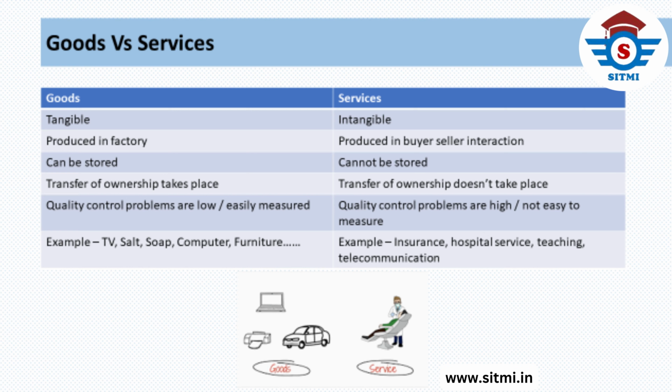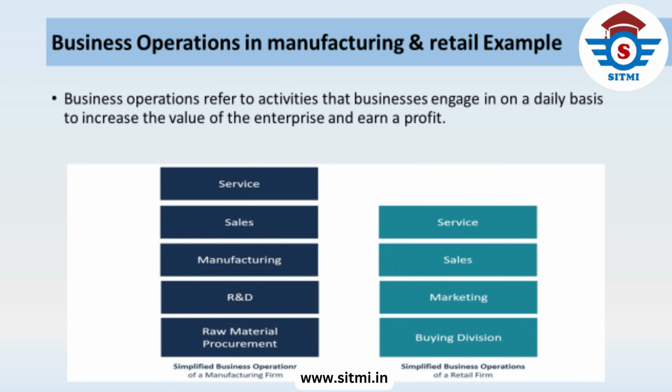Some examples of goods can be television, car, salt, soap, computer, furniture, and all things which you can touch. This is nothing but goods. And some examples of services can be insurance services that you take, hospital services, teaching services, telecommunication services, broadband services. So these are all services. Now simply let's see a few examples of different business operations. So we will see two examples.